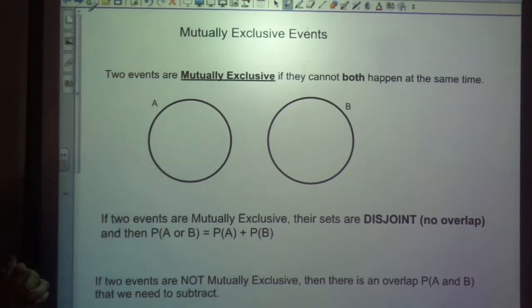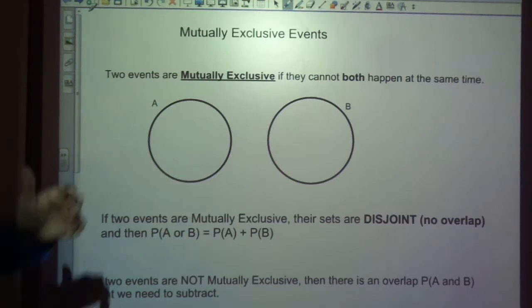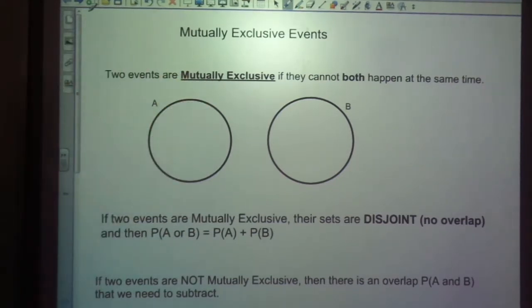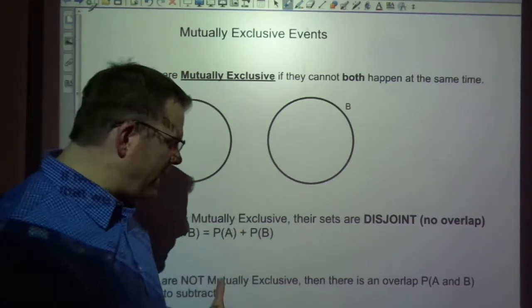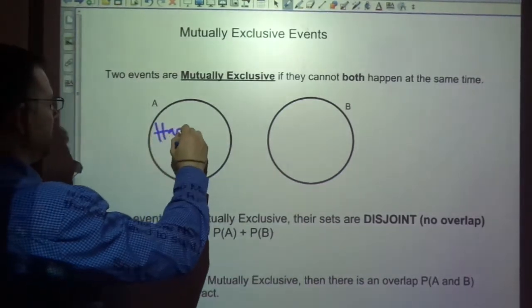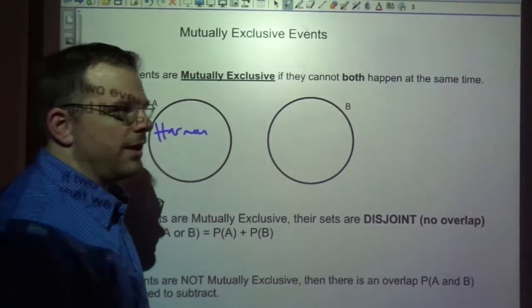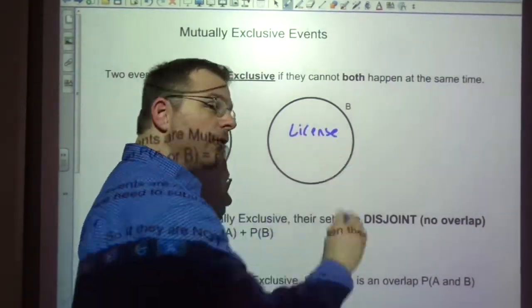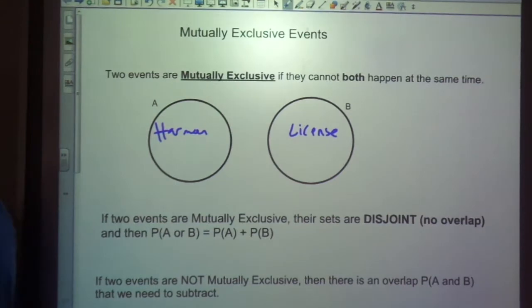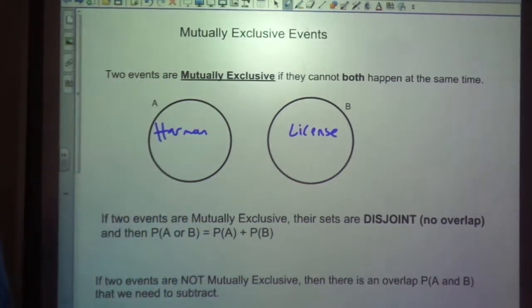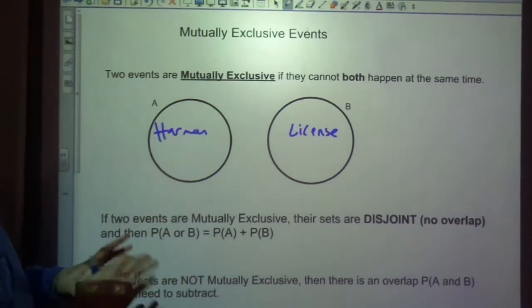What we need to think about though is whether two events are mutually exclusive. Two events are mutually exclusive if they cannot both happen at the same time. So for example, if event A is that you are in Harmon, and event B is that you have your driver's license, those are hopefully mutually exclusive because hopefully we don't have 16-year-olds with their driver's license at Harmon. Those are mutually exclusive. There is no overlap.